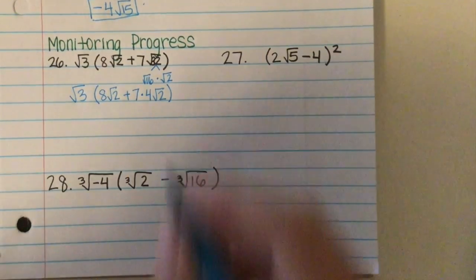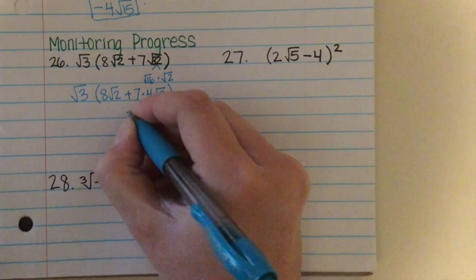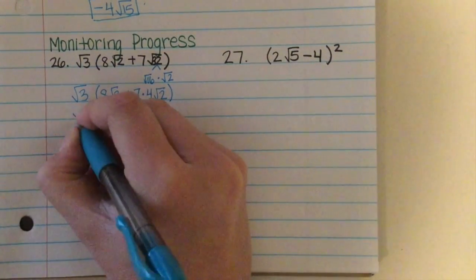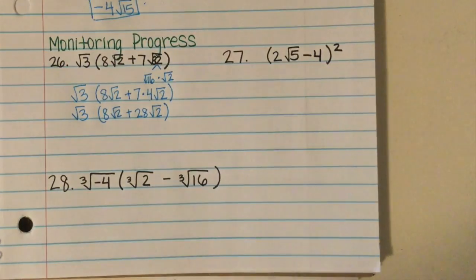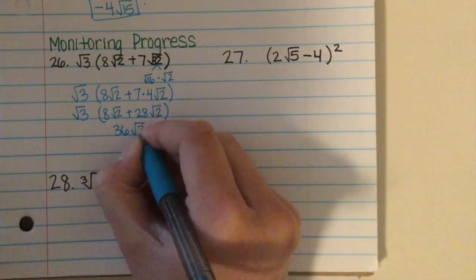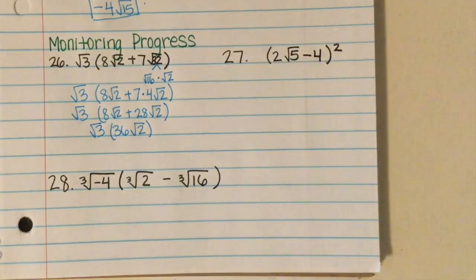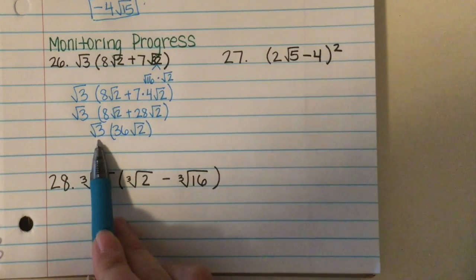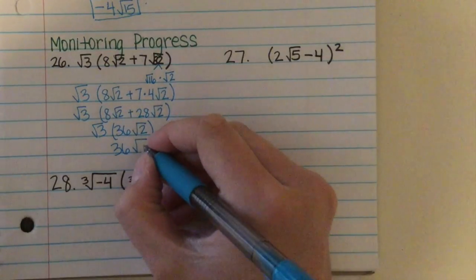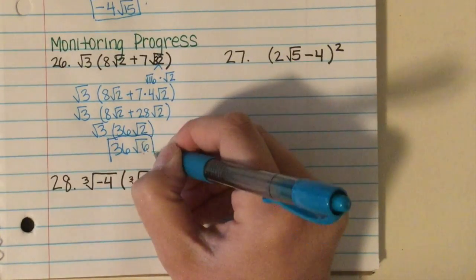Now I have to do this multiplication, so 7 times 4 gives me 28 times the square root of 2, and I need to add that to 8 square root 2. 8 plus 28 gives me 36 square root 2, and that's going to be multiplied by the square root of 3. The square root of 3 multiplied by 36 square root 2 gives me 36 multiplied by the square root of 6. And this is my final answer.